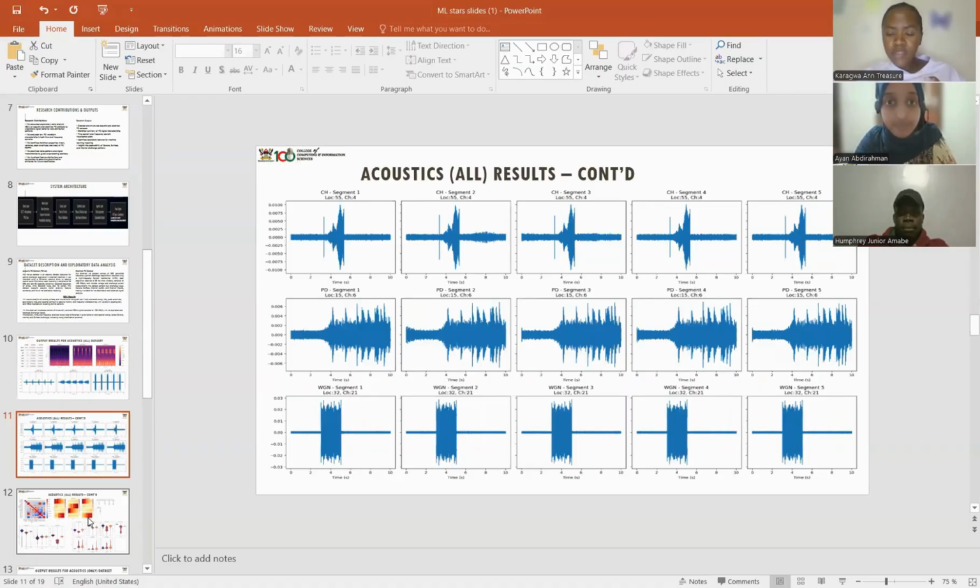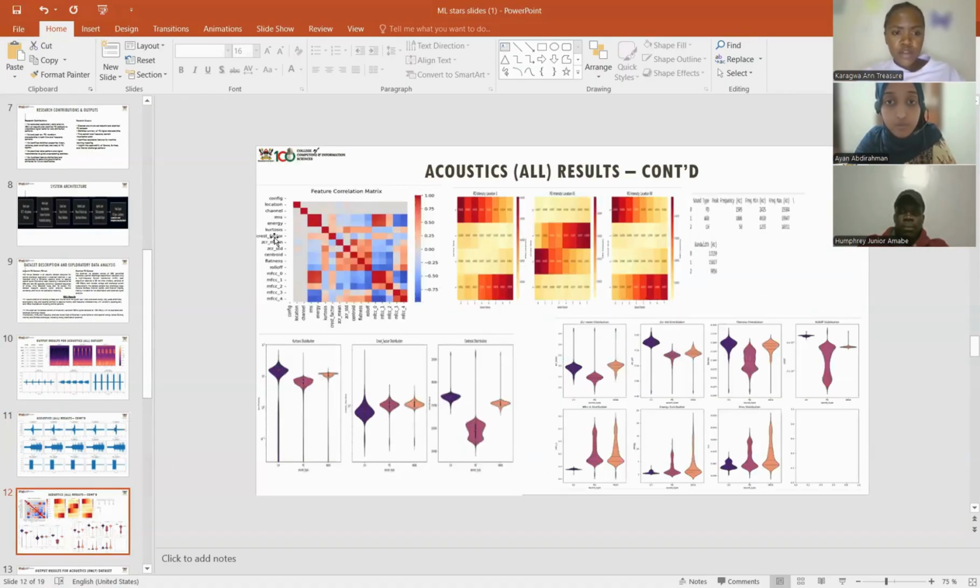Here we have a zoomed in description of these waveforms, as you can see. So here we're able to extract different features from these waveforms. These features included the energy of the waveforms, the root mean square energy, the kurtosis, which shows the rate at which the waveform changes, which are the peaks, the crest factor, the zero cross rate, the centroid, the flatness.